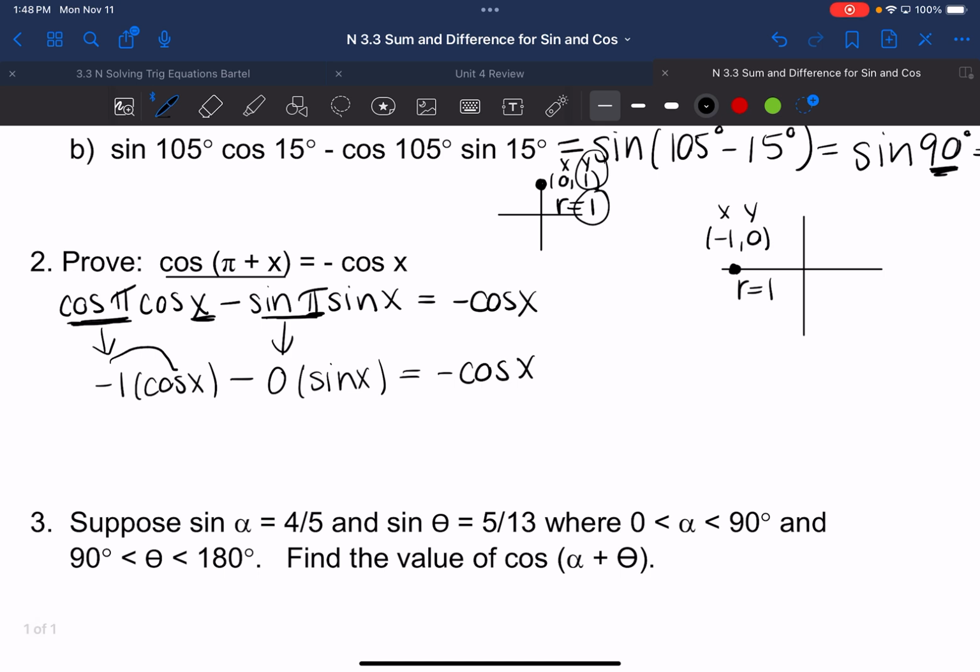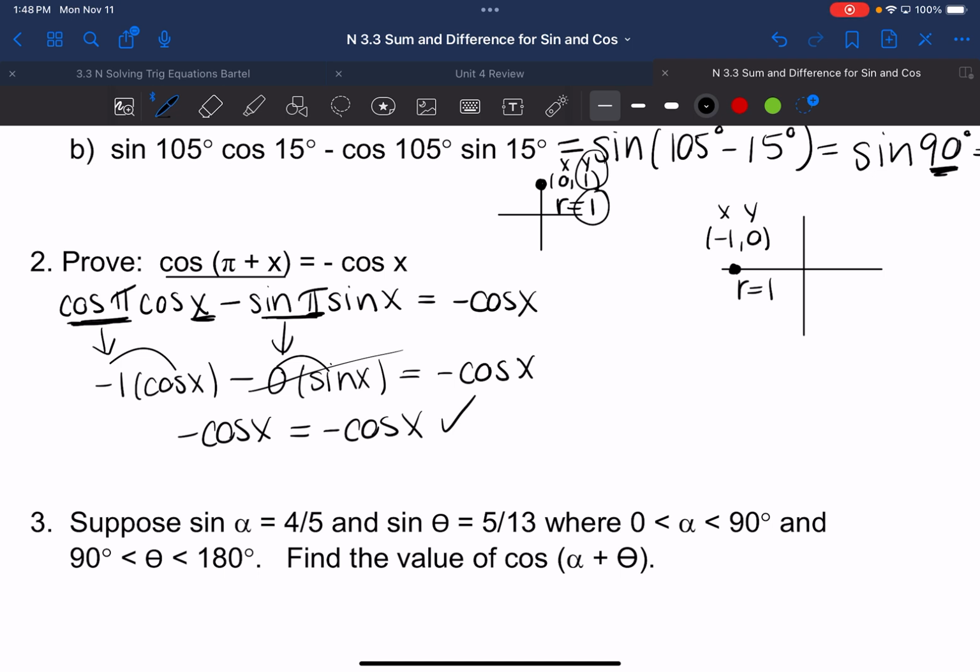Okay, now I just need to simplify. So here I've got negative 1 times cosine, which would just be negative cosine. And here I'll have minus 0 times sine. What's 0 times sine? 0, right? 0 times anything is 0. So that just goes away, right? So we did, in fact, prove that the left side is equivalent to negative cosine of x, right? Okay, so we can use it to simplify, like on number 1. We could use it to rewrite part of our equation to prove that sides are equal.